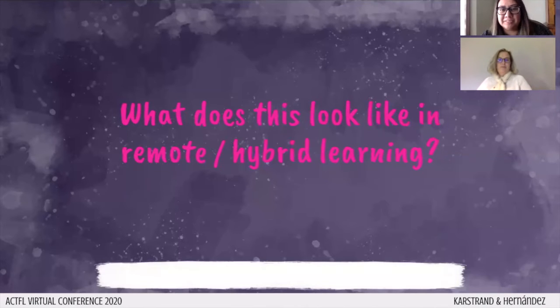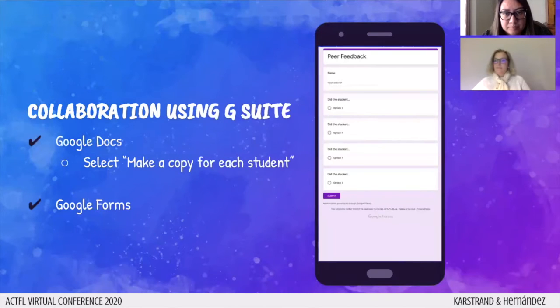Okay, so what does this actually look like in remote or hybrid learning, depending on what model your school is using right now? One way you can do this is through peer collaboration using G Suite apps, like Google Docs or Google Forms. You could take any of the task steps we outlined and make it into a Google Doc, push it out through Google Classroom, and use the option to make a copy for each student. That way each student can make changes based on the feedback they're given.